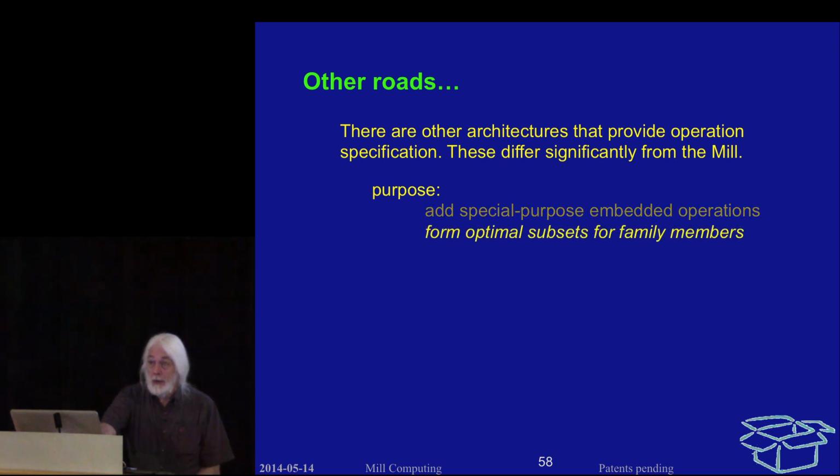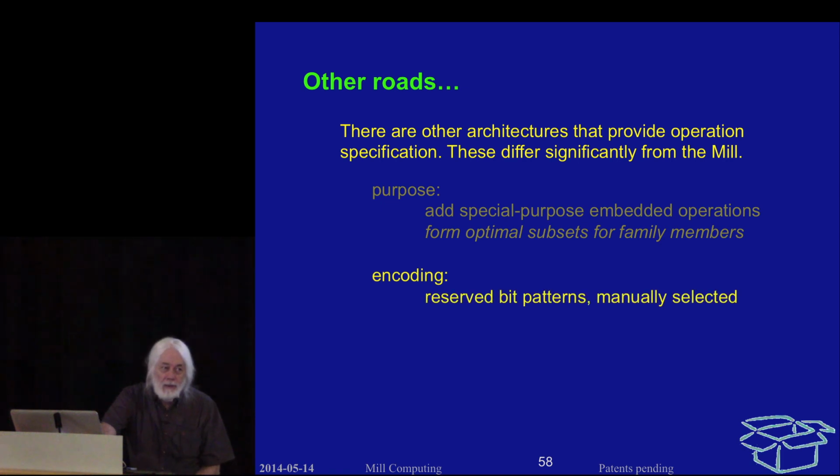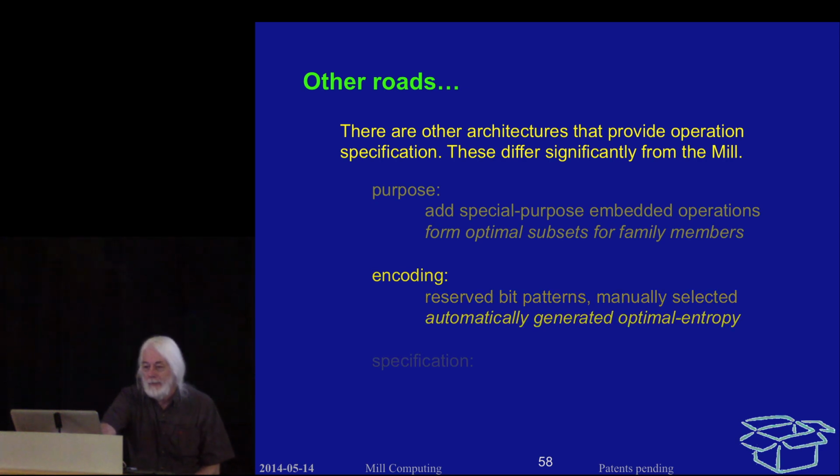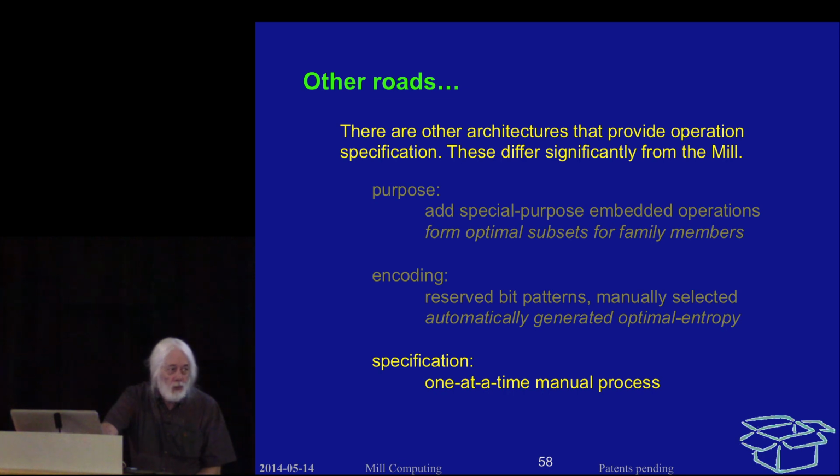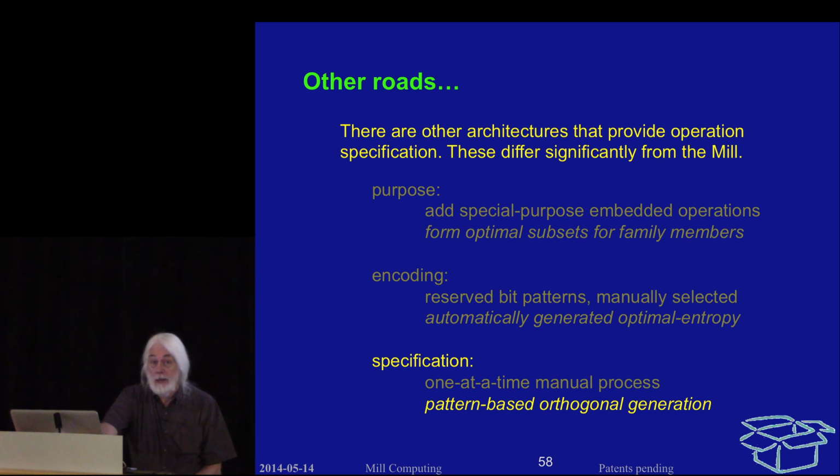That's not our purpose. We're not trying to add custom operations. You've seen an example where we can, and if waved a sufficient amount of money at us, we'd even do it for a customer, but that's not our purpose. We're attempting to produce optimal subsets for particular family members. The encoding is different. They use reserved bit patterns, manually selected. Ours is automatically generated. The specification process is a one-at-a-time manual process for them, and it's a pattern-based system for us. So while we certainly did not invent the notion of a specification-driven architecture, both the goals and the way it's done are substantially different.